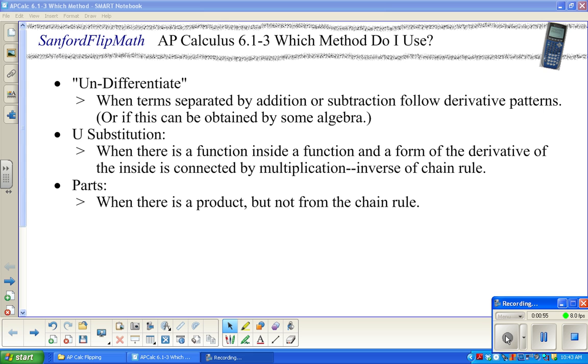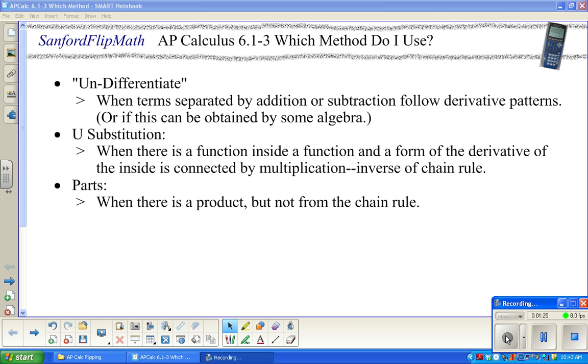Section 3 then focuses on what was the result of the product rule. So you have a product sitting there, but it's not from the chain rule, and so you have to follow a whole separate format, which is basically a rearrangement of the product rule that has been anti-differentiated. Okay, so the question is, what do you do when? Well, basically you need to recognize what has happened.